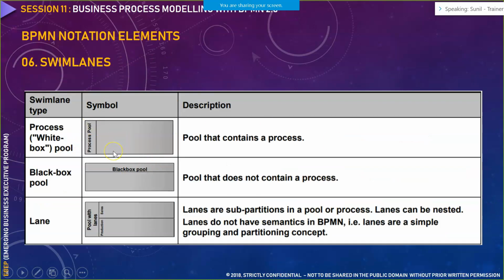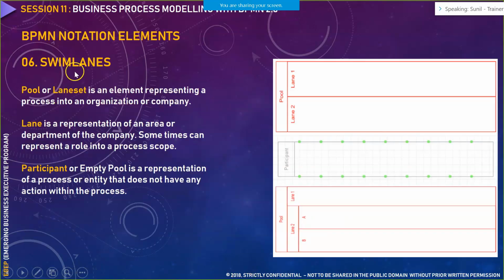And then these are swim lanes wherein you show what your pool contains. And this is your black box pool that does not contain any particular process, and this is your lanes, your process name, and within that particular process your lanes. Now this is how your swim lane looks like. These are the variations by which you can create swim lanes. You can create any of the swim lanes depending on your needs and requirements.